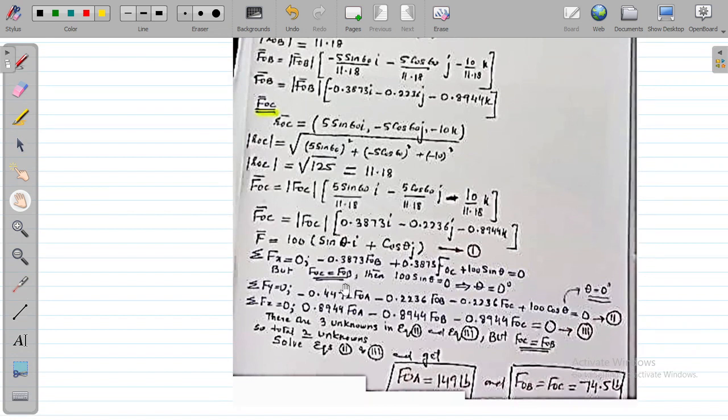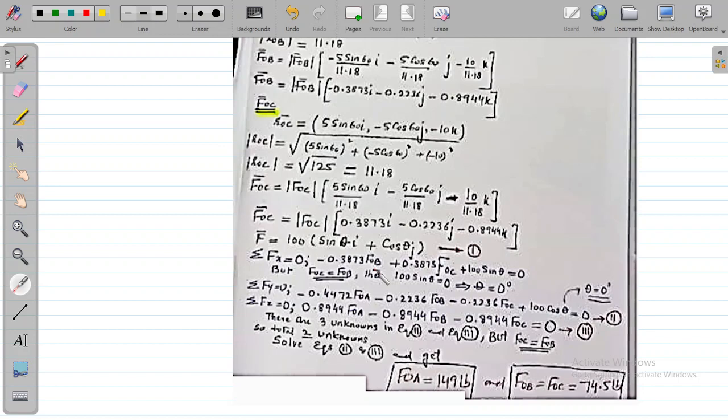So you add them. Here I add them. What I do, minus 0.3873 FOB, and again you will say plus 0.3873 FOC. Okay, this one, and then the other component you have just calculated, for the x is 100 sine theta i. This is 100 sine theta equal to 0. So these components, sigma Fx equal to 0, you have added them.